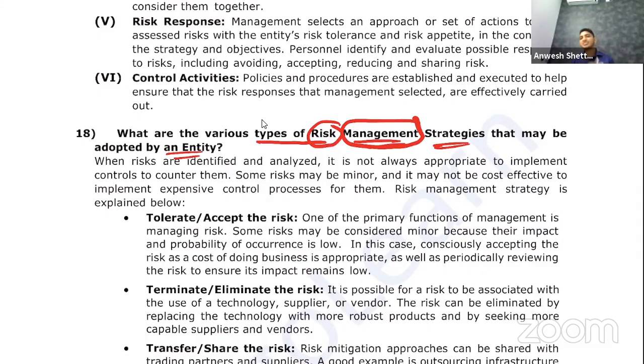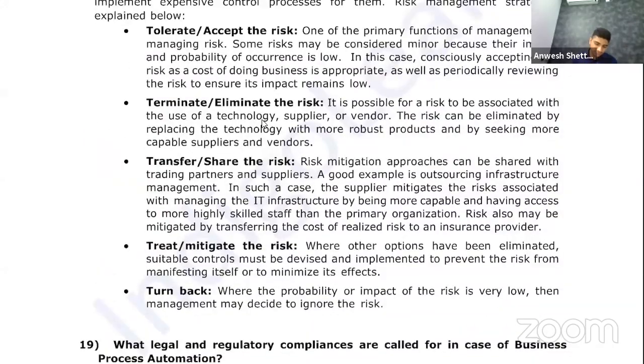Okay, so what are the different strategies that you can adopt? We are going to discuss five strategies we can adopt to manage the risk.